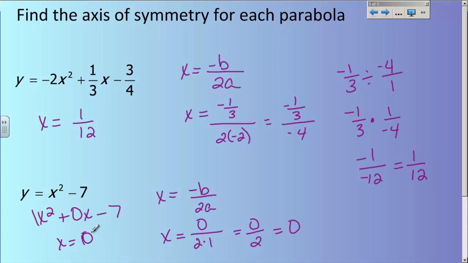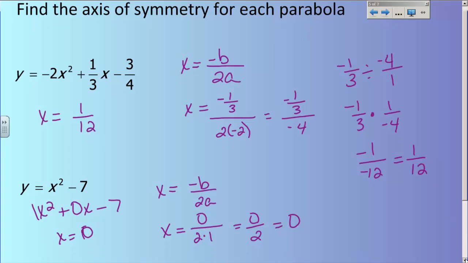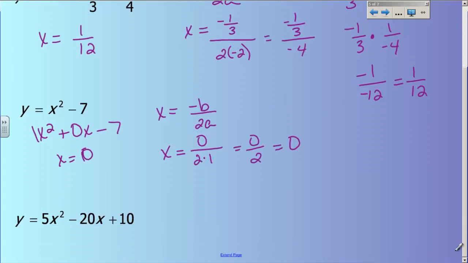And if you'll remember from our first example, that just means that it's the y-axis, because x equals 0 is the y-axis. So the axis of symmetry for that one is at the y-axis. There is one more example down here. I'm going to leave it there and let y'all try it. See if you can find the axis of symmetry. So pause really quick, see if you can find the axis of symmetry, and then come right back.